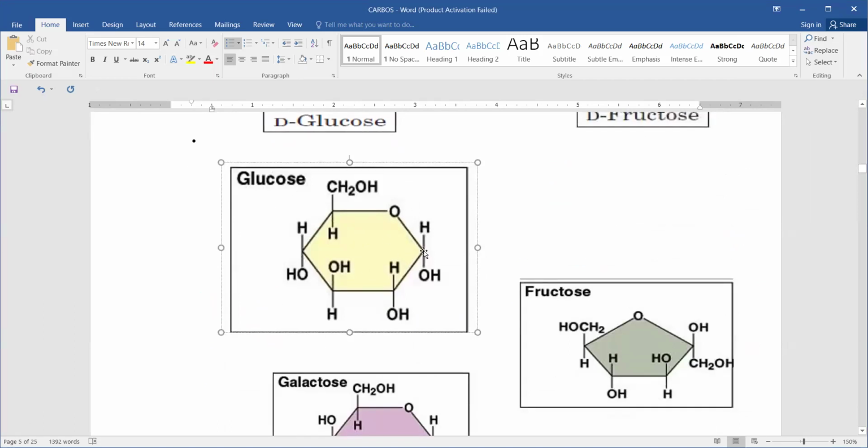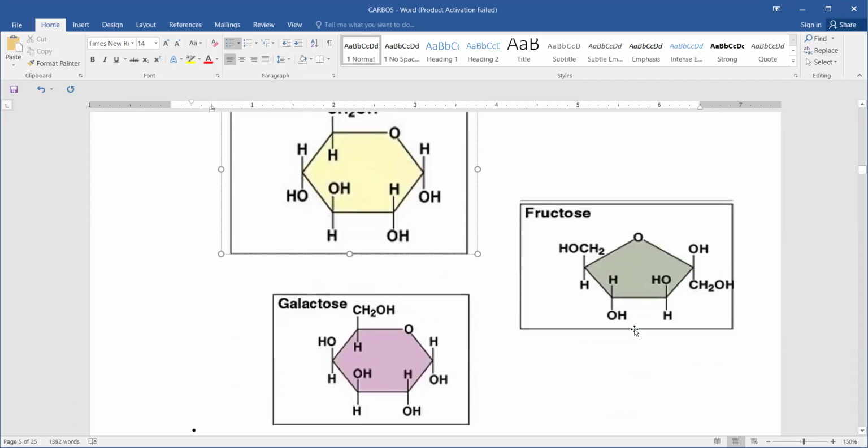So the count is from here 1, 2, 3, 4, 5. So this one is the sixth carbon. Okay, this is the furano structure, due to the keto group. Okay, so it looks like this, right? So here first carbon, second carbon, third carbon, fourth, fifth, sixth.